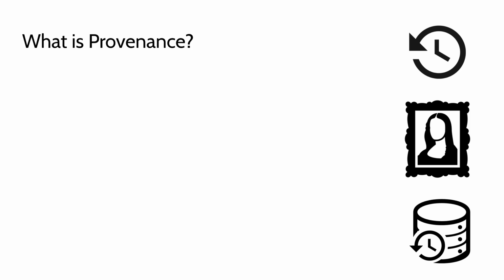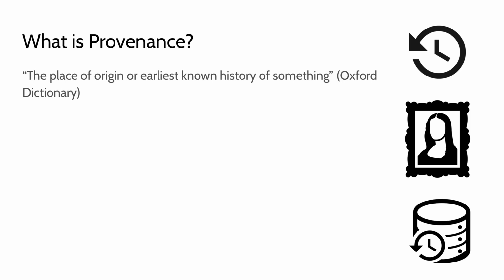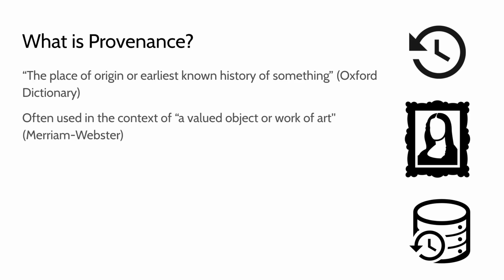What is provenance? The Oxford Dictionary defines provenance as a place of origin or earliest known history of something. This is often used in the context of a valued object or work of art, such as a famous painting. For a painting, its provenance includes information such as who the author is, when and where it was painted, and the history of ownership changes.